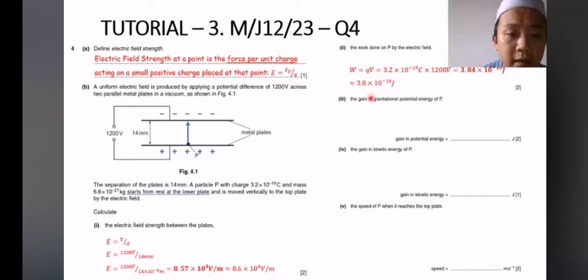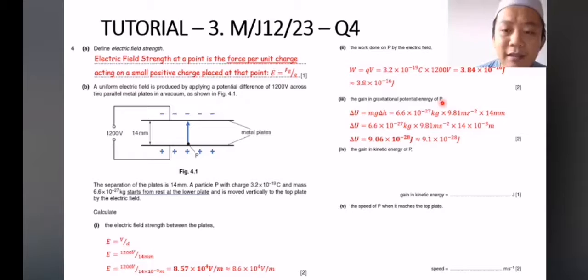So now, when this particle P, it's a proton, moves from the bottom plate to the top plate at a distance of 14 millimeters, and we know the mass is 6.6. What is the gain in gravitational potential energy of P? This is the question. So you have to recall the formula that you have studied during SPM and also during the early chapters in physics A levels, where the potential energy is actually given as mgh.